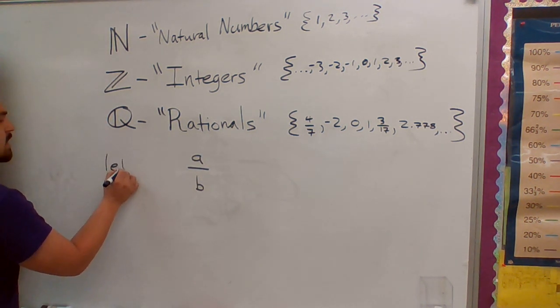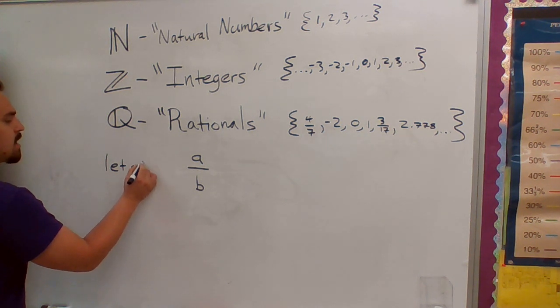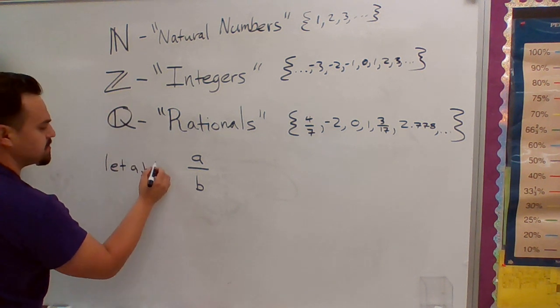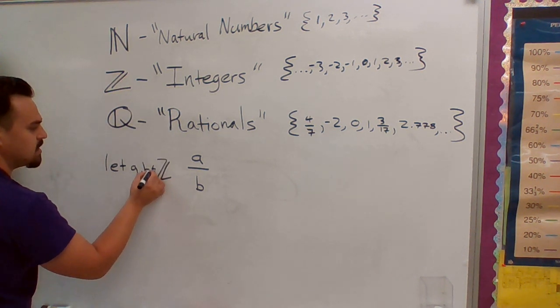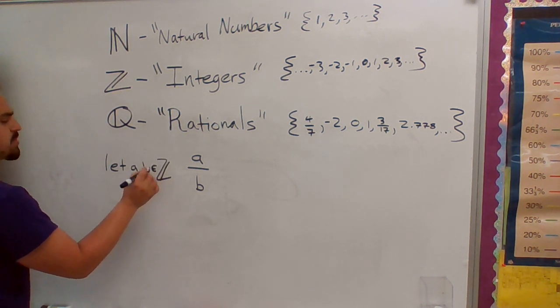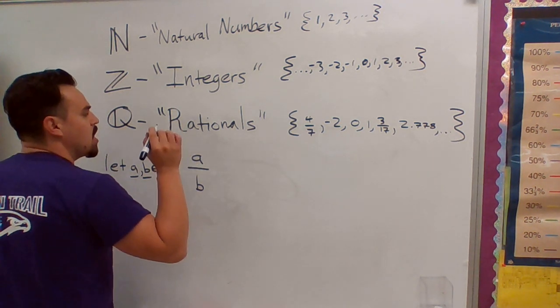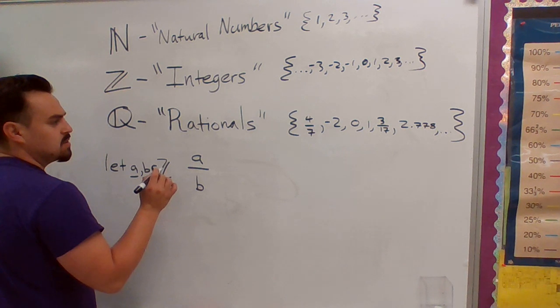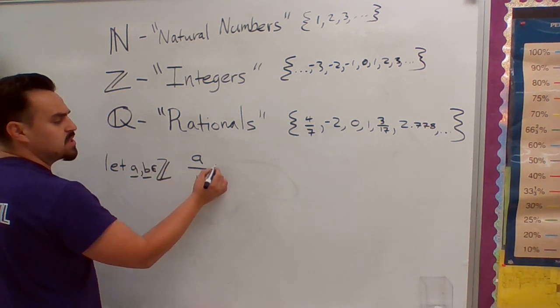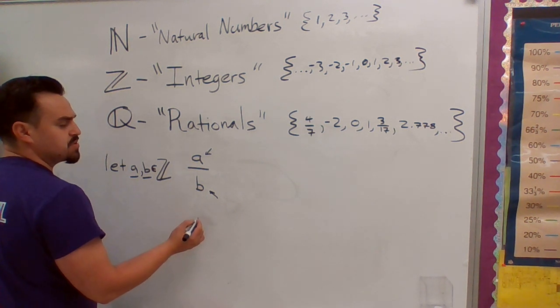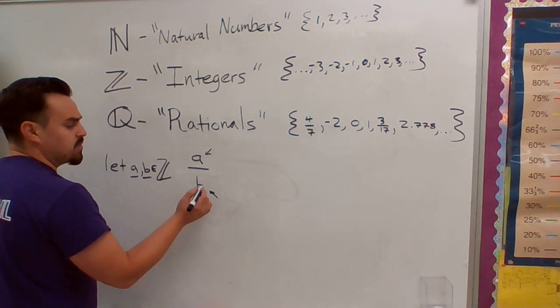It includes any number that can be expressed as follows. First, we're going to let A and B be integers. This is notation. A and B are from the integer set. So A and B are integers. A rational number is a number that has a fraction of two integers, two whole numbers.